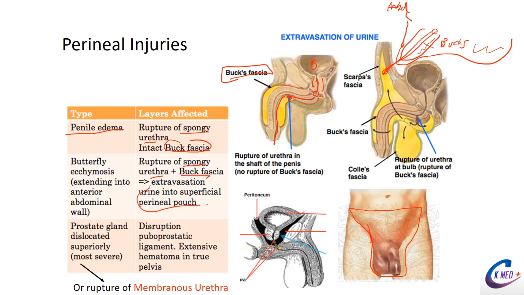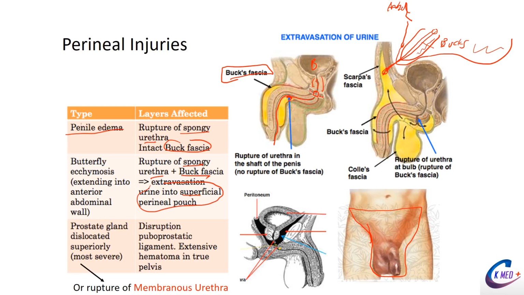So the urine and everything goes into the superficial perineal pouch. This is super important. So if you have someone that just decides to step into a sewer, crack his nuts on the edge, and then he has this ecchymosis, that's because he's damaged both of those things.